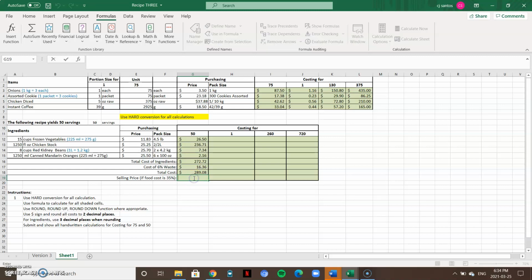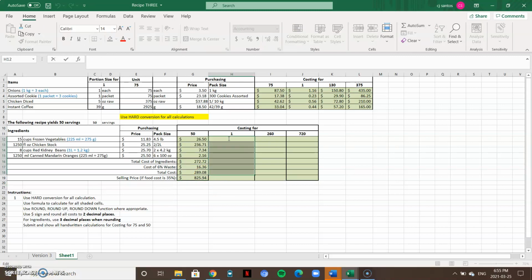And then for the selling price, you get $100 divided by 35%, close bracket, then multiply the total food cost. Yeah, the total food cost, just put the equal sign. And that would equal $825.94.